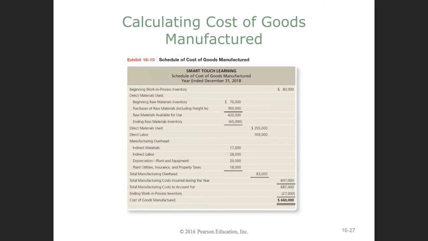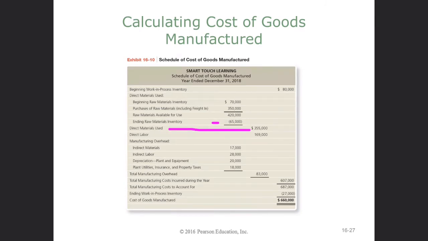So this is the year ended December 31st, 2018. At the beginning of the period, we had 70,000. During the period, we purchased 350,000. So during this period, we had available for use 420,000 that we could use. And at the very end of the period, we realized we only have 65,000 left in our account. So to figure out what we actually used, we're going to take what we had available to use minus what we had left at the end of the period on December 31st, and that gives us what we actually used, which is the 355,000.